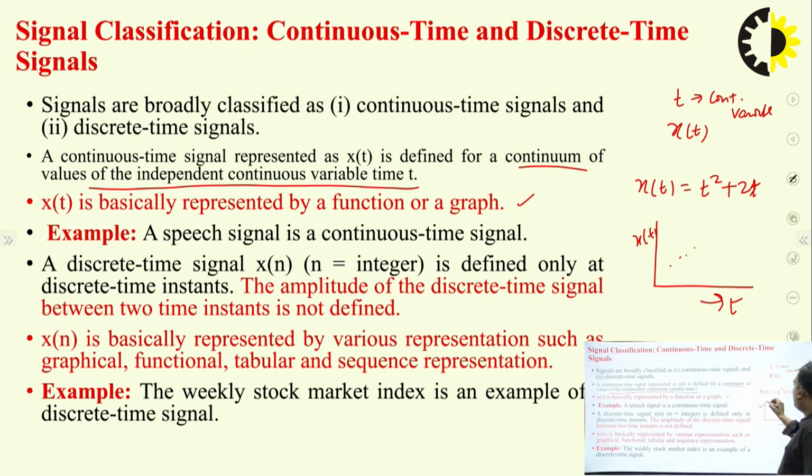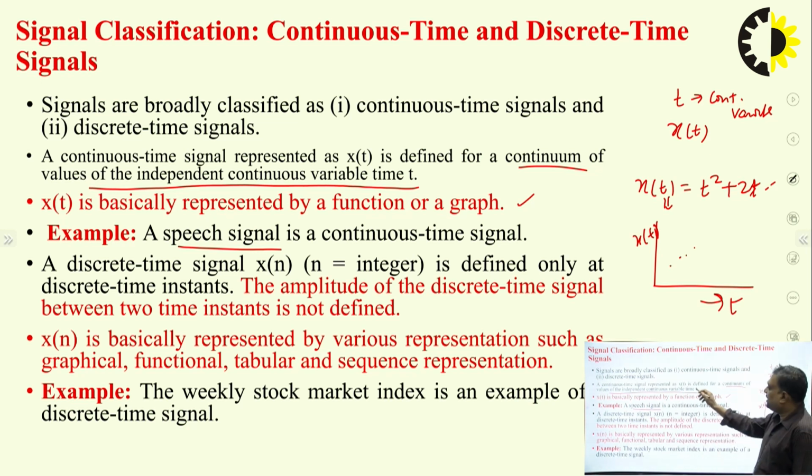When the signal is continuous, it is defined for each and every value of t, so these type of signals can be defined by these functions only. Another example of a continuous time signal is a speech signal. A discrete time signal is represented by x(n), where n is an integer.